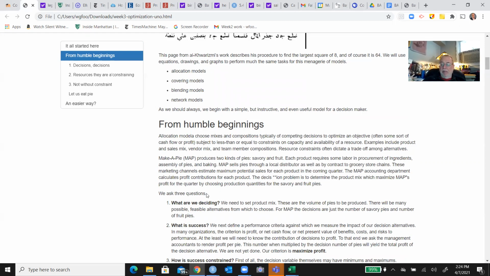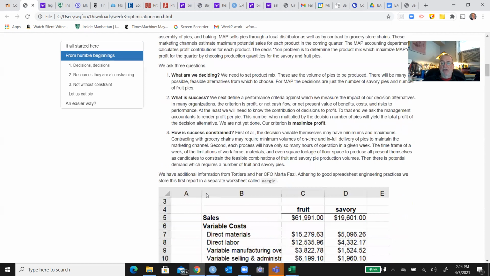Now, the three questions that you're always going to ask about a decision model are these, and we're finally getting to this. What are we deciding? How are we going to define success? It might be life expectancy, it might be profit, it might be compliance, it might be minimum costs, might be maximum revenue. Each one of these will have implications for what we are deciding, subject to how are decisions, but really how is success constrained.